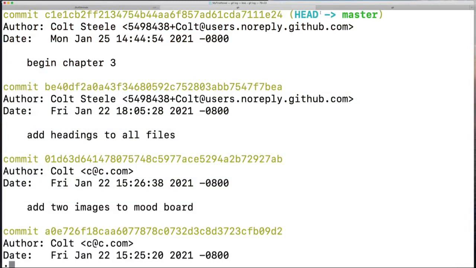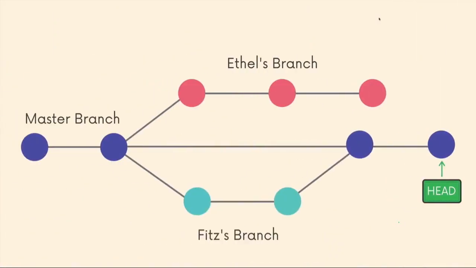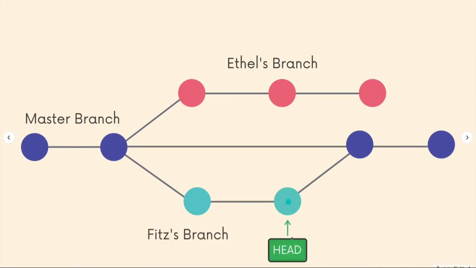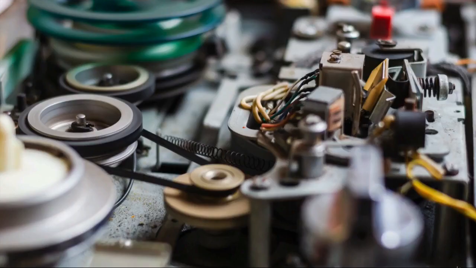So HEAD refers to the branch pointer. I know it's crazy terminology. Then, if I had more branches, if I switched to a different branch, like I switched to Ethel's branch, HEAD points to the tip of Ethel's branch. Or I take a look at Fitz's branch. I've switched there. This is what I have open in our massive book. This is the thing I currently have active in my repository. HEAD points there. I believe the term originates from a playhead, I think is what it's called, on an old tape machine or tape recorder.